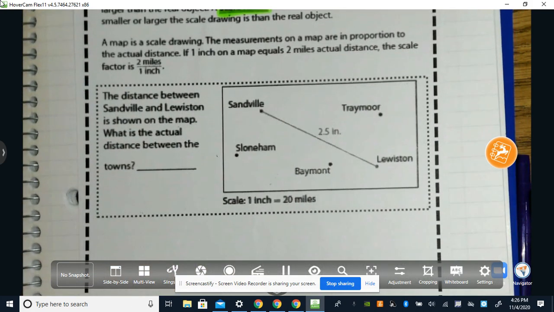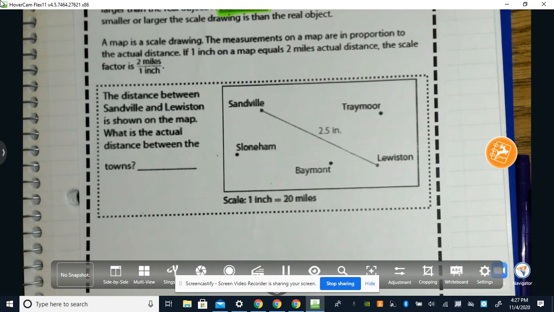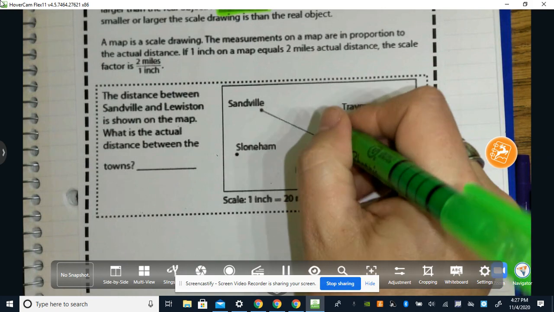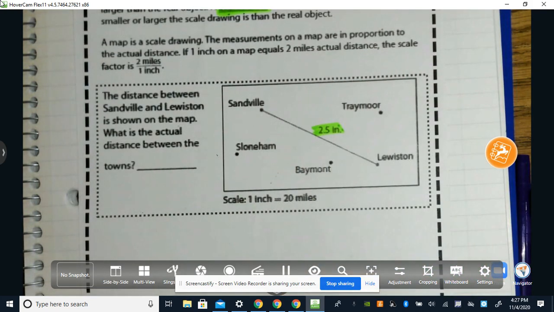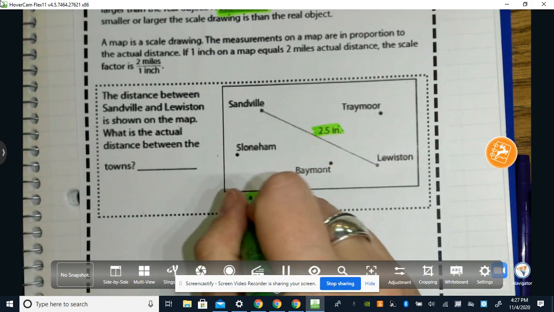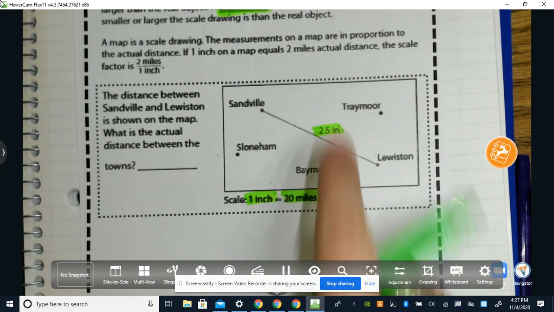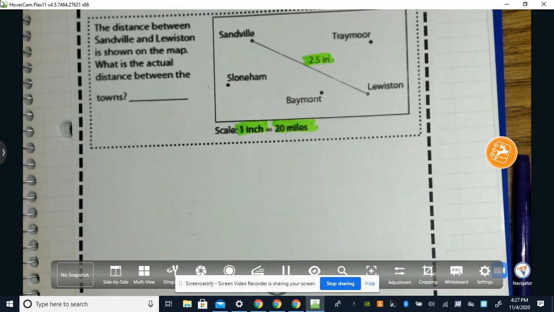The distance between Sandersville and Lewiston is shown on the map. What is the actual distance between the towns? So I know I have 2.5 inches. That's my one piece of information. Well, if I come down here, my scale is 1 inch to 20 miles. That's my 2 other pieces. So 1, 2, 3 pieces of information. I'm missing the 4th. So I'm going to show 3 different ways that we can set this one up.